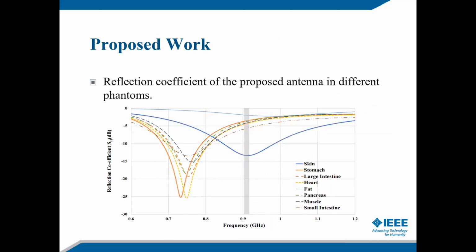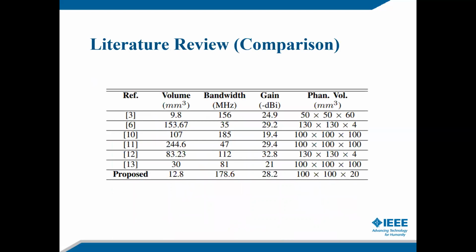So this is the proposed work that we have achieved, and we have designed this antenna and checked this antenna using a phantom that has the properties of different body parameters, by changing the dielectric constant, using a homogeneous phantom and the different dielectric properties of the skin, stomach, and others. And we have checked the reflection coefficient in a certain range.